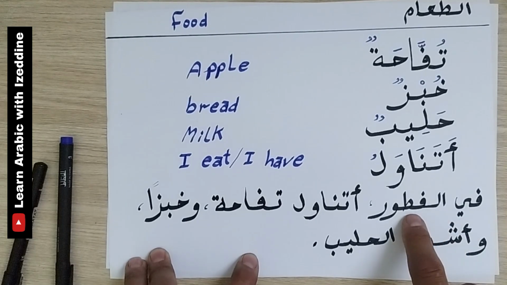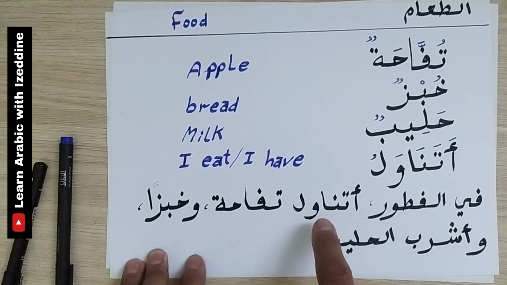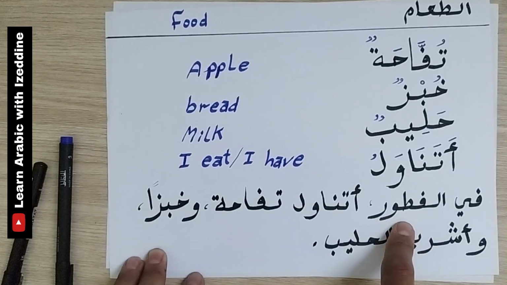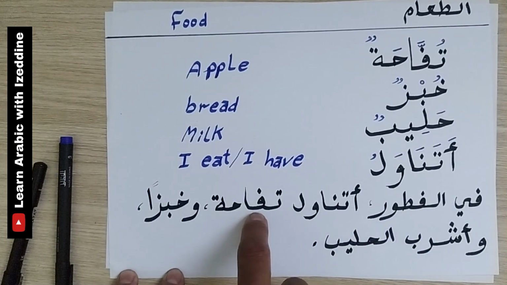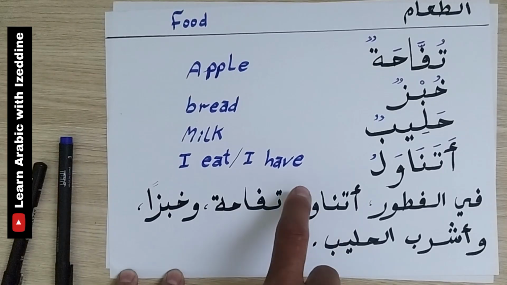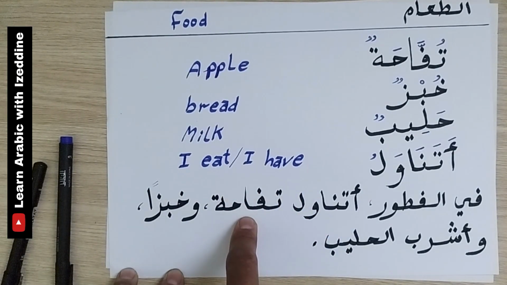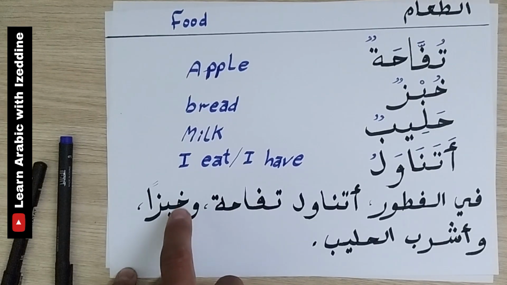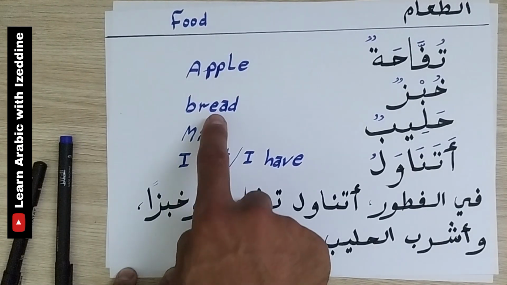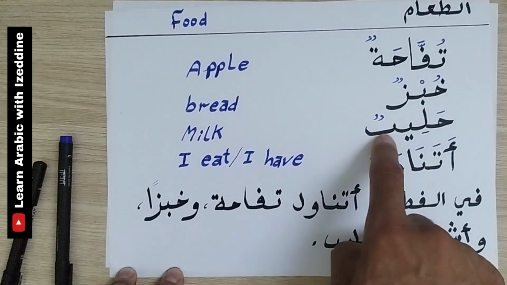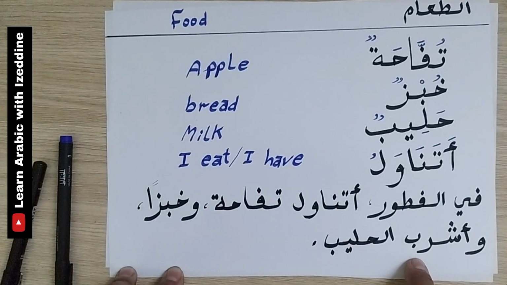For breakfast, في الفطور, okay? أتناول تفاحة. I eat or I have an apple, okay? وخبزا and bread. وأشرب الحليب and drink milk.